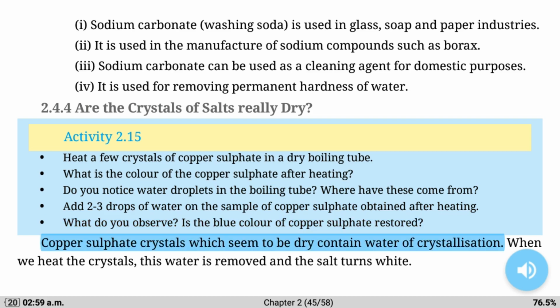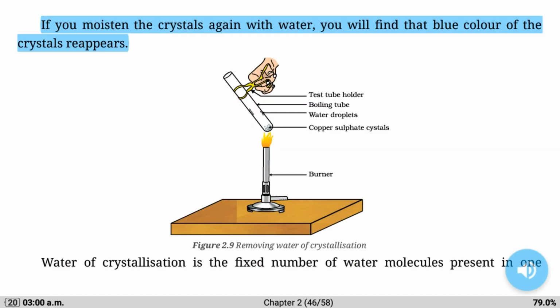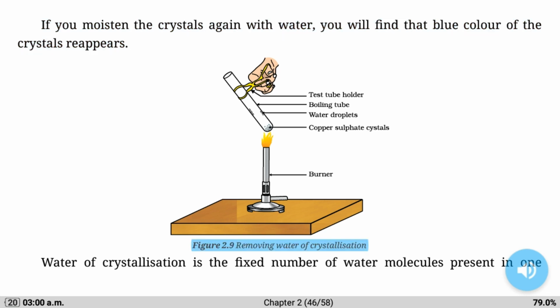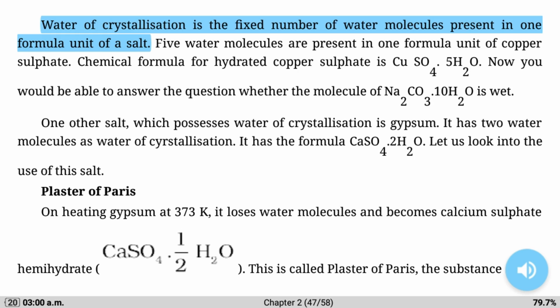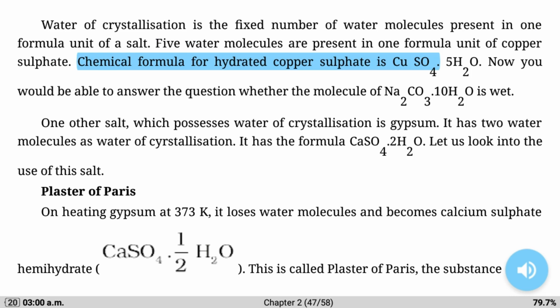Copper sulfate crystals, which seem to be dry, contain water of crystallization. When we heat the crystals, this water is removed and the salt turns white. If you moisten the crystals again with water, you will find that the blue color of the crystals reappears. Figure 2.9: Removing water of crystallization. Water of crystallization is the fixed number of water molecules present in one formula unit of a salt. Five water molecules are present in one formula unit of copper sulfate. The chemical formula for hydrated copper sulfate is CuSO4.5H2O.